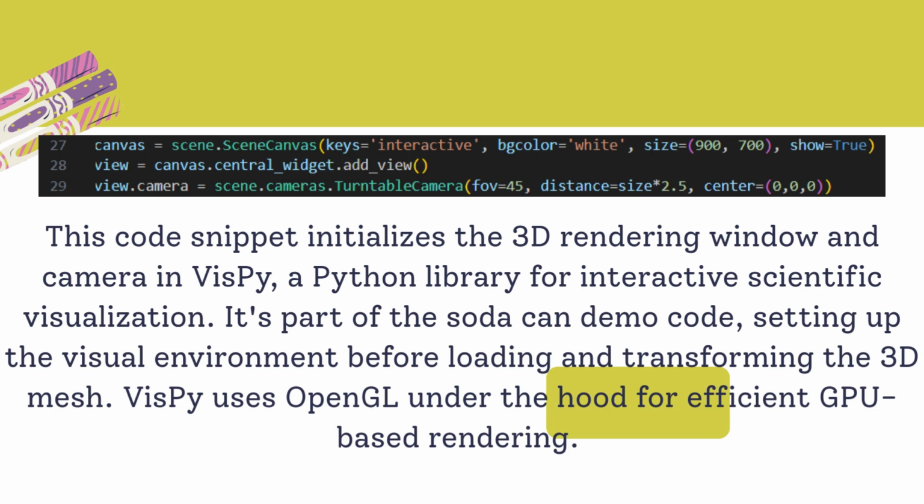This code snippet initializes a 3D rendering window and the camera in VisPy. VisPy, a Python library for interactive scientific visualization, is part of the soda can demo code, setting up the visual environment before loading and transforming the 3D mesh. VisPy uses OpenGL under the hood for efficient GPU-based rendering.